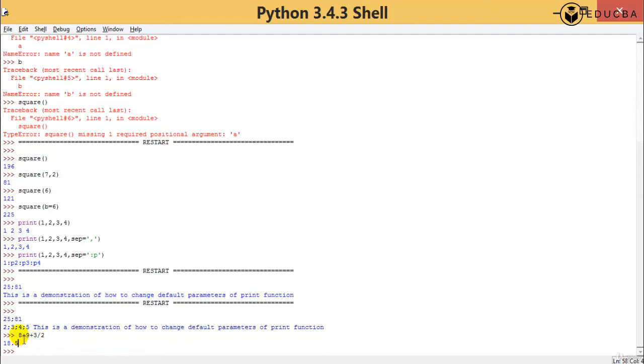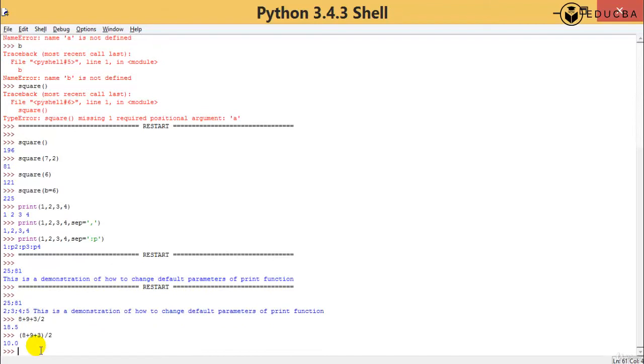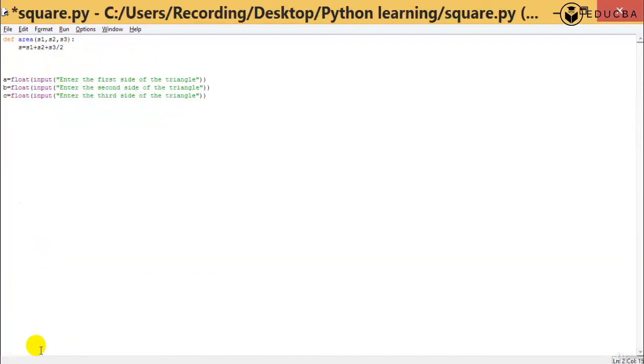18.5. Why so? Because in this particular calculation, it is 8 plus 9, 17, plus it is taking 3 by 2 together. So 3 by 2 is 1.5, and 17 plus 1.5 is 18.5. Which means if I want to do a plus b plus c divided by 2, I should put 8 plus 9 plus 3 in brackets, divided by 2. Hope you understand. You get a 10. Write the same thing over here: (s1 plus s2 plus s3) divided by 2. That will give me the semi-perimeter of a triangle.